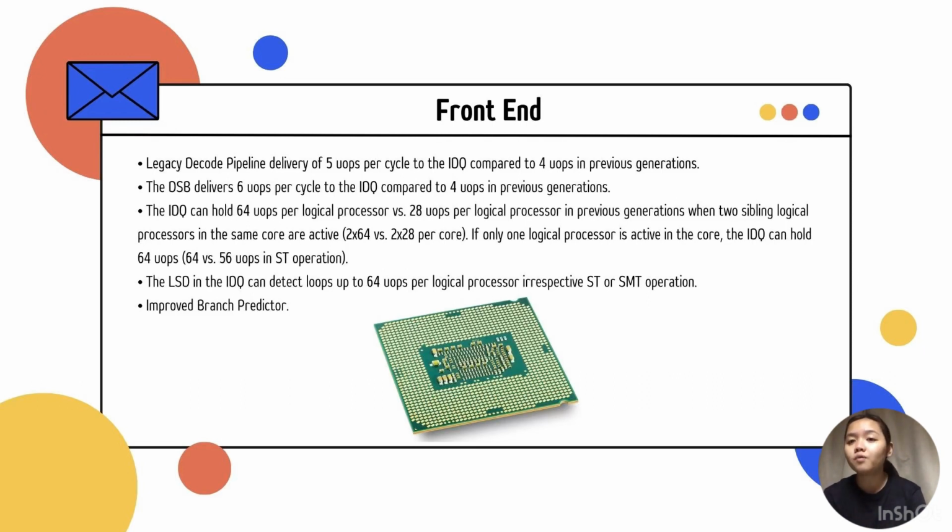The next one is optimized resource management. The instruction decode queue's expanded capacity, coupled with the loop stream detector, also known as the LSD, enables efficient resource management, ensuring uninterrupted execution of tasks. The next one is enhanced predictive ability. Skylake's improved branch predictor enhances predictive accuracy and minimizes computational delay.